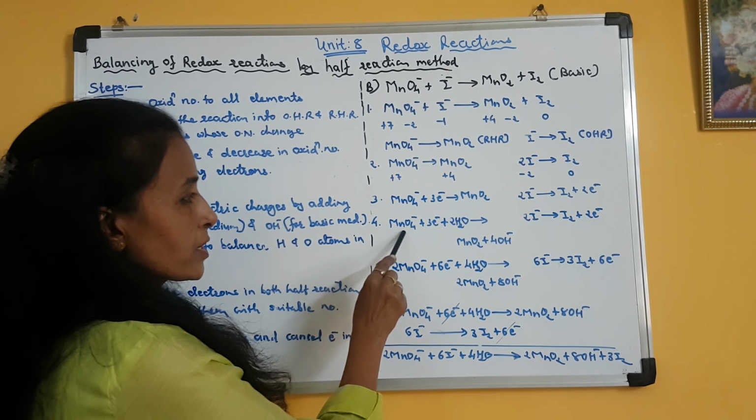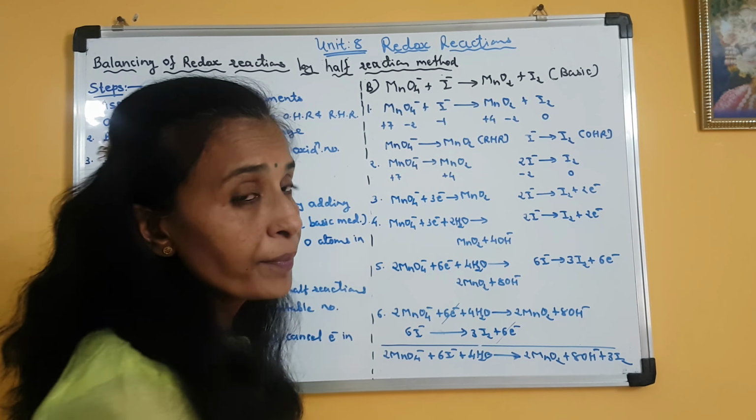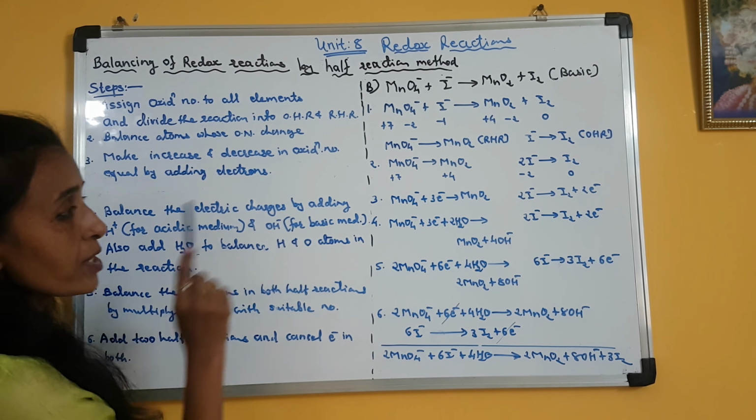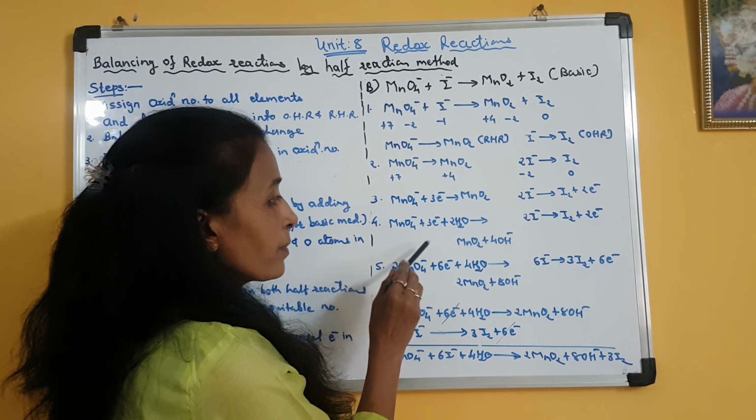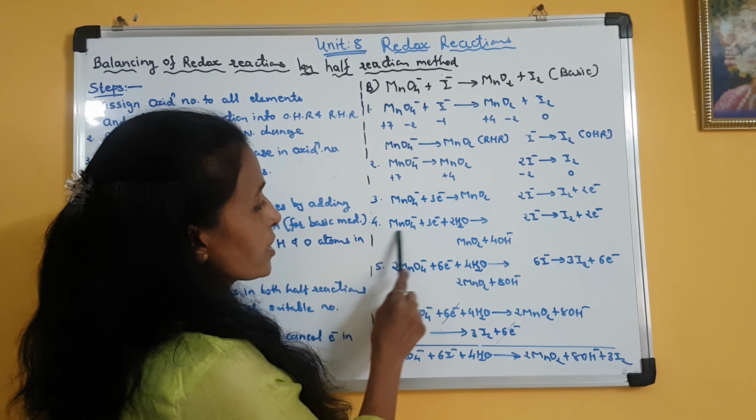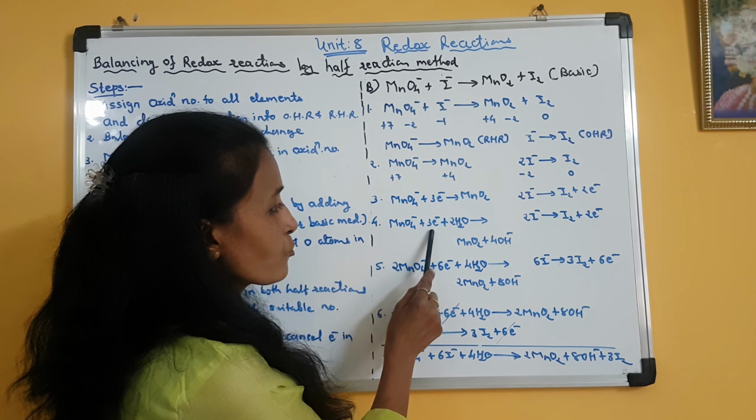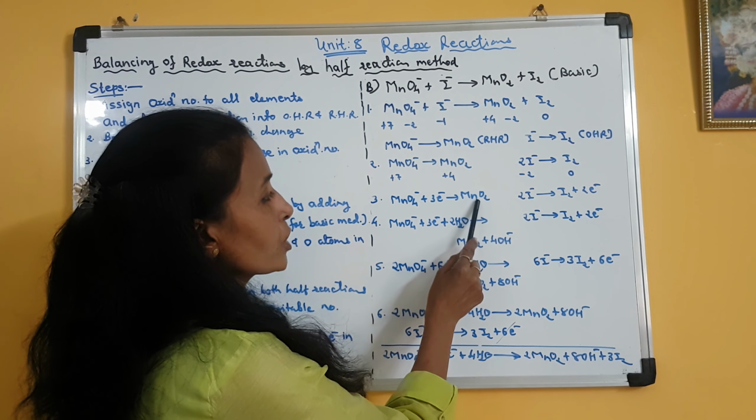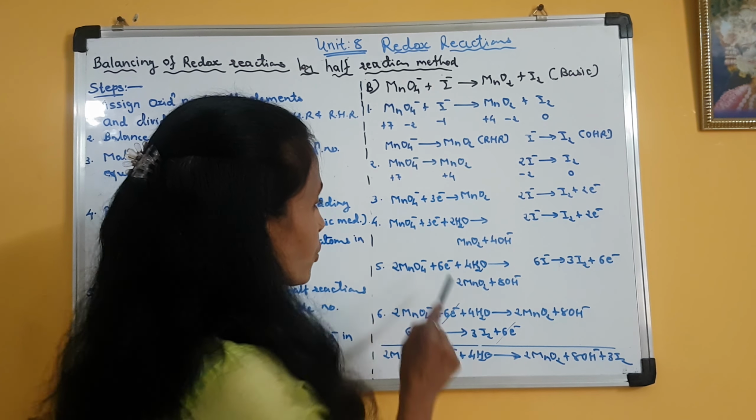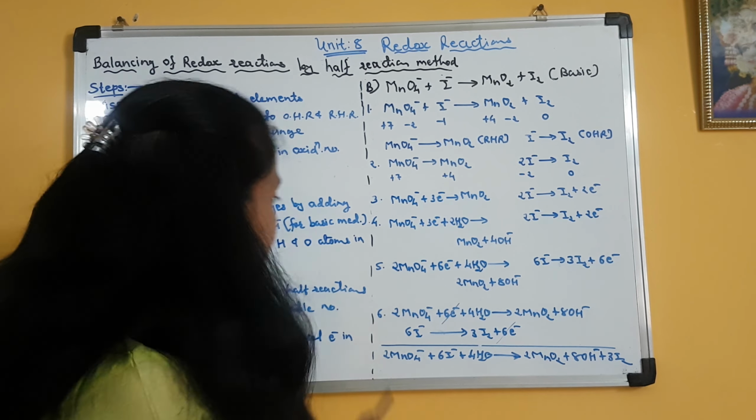Now the fourth step. Balance the electric charge by adding OH minus, because the medium is basic. I have written: balance the charge by adding OH minus for basic medium. So here is a basic medium, so I must add OH minus. For balancing the charge, you can see here it is minus 4 charge, minus 1 and minus 3. So minus 4 charge, and here there is no charge. So on the MnO2 side, I must add 4 OH minus. So now on both sides of the reaction, there is minus 4 charge.